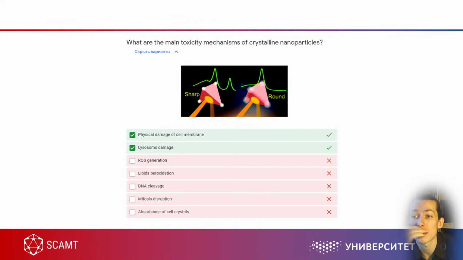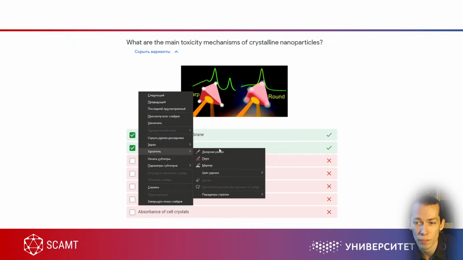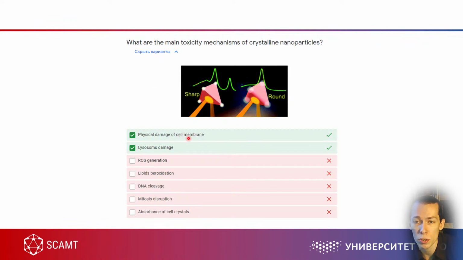So, about previous results, the first question was about the toxicity mechanism of crystalline nanoparticles. As I mentioned in the lecture, crystalline nanoparticles usually have some sharp edges, so they can definitely damage your cells by physical damage, or they can damage lysosomes or late endosomes, which have some enzymes inside.